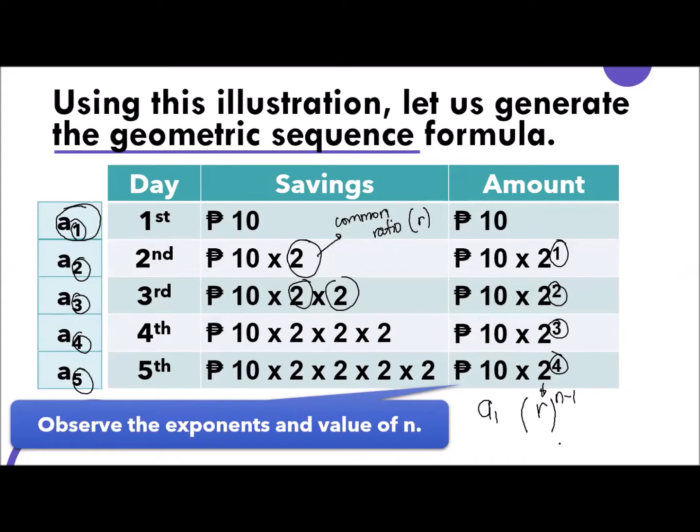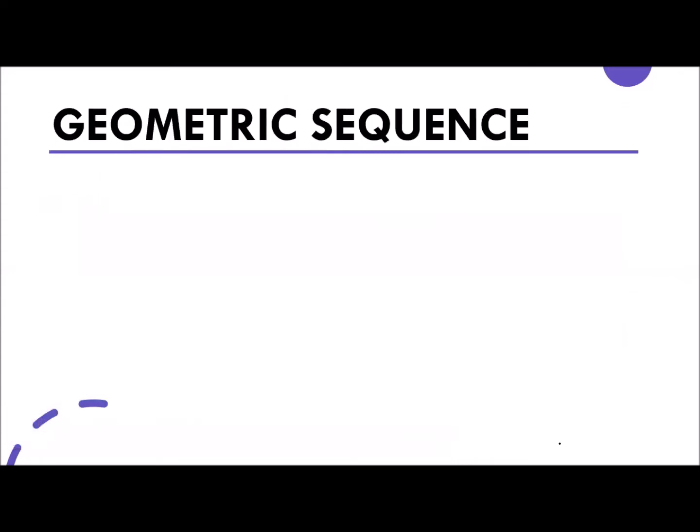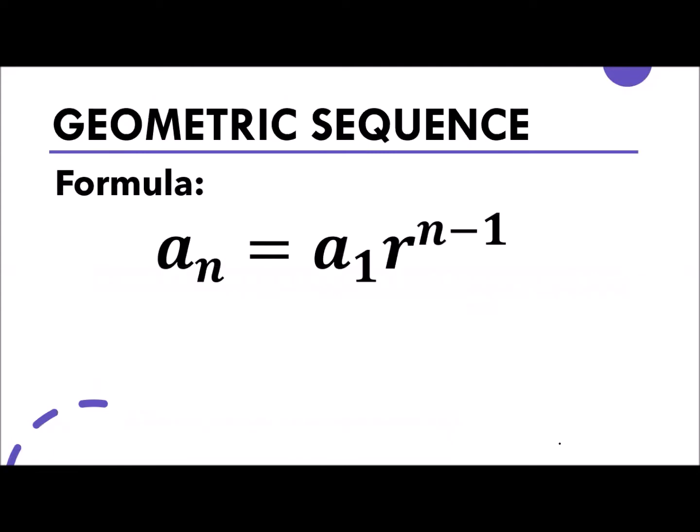Okay? So, the formula for the geometric sequence is a sub n is equal to a sub 1 multiplied by the ratio raised to n minus 1. Again, a sub n is equal to a sub 1 times r raised to n minus 1. So, in this case, I want you to put all the symbols properly. Write it properly, because we have exponents already.